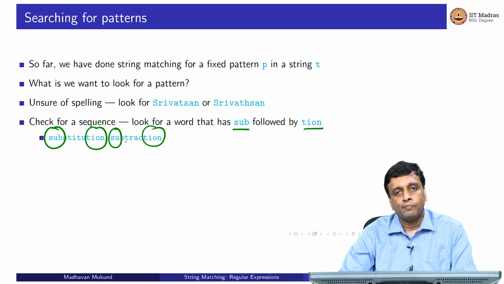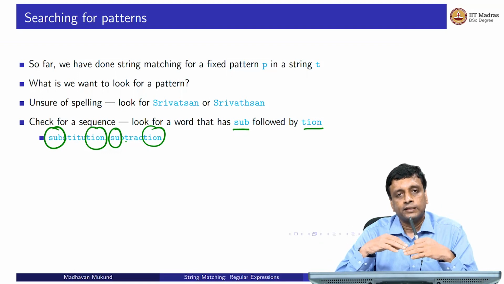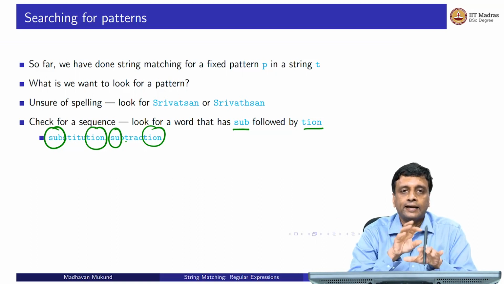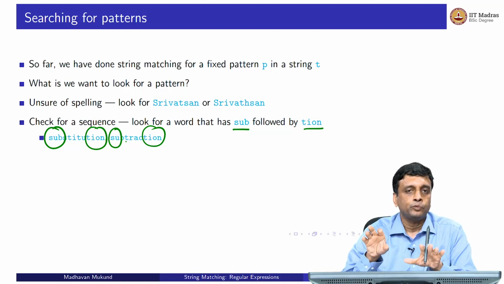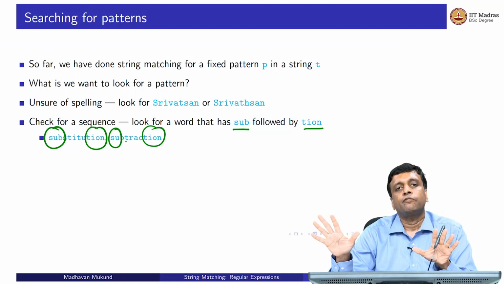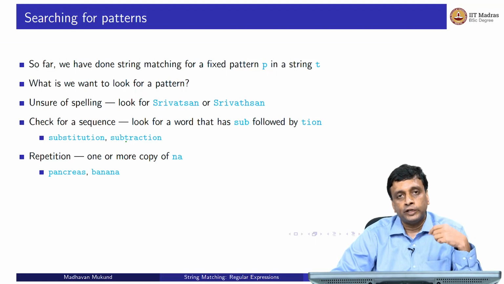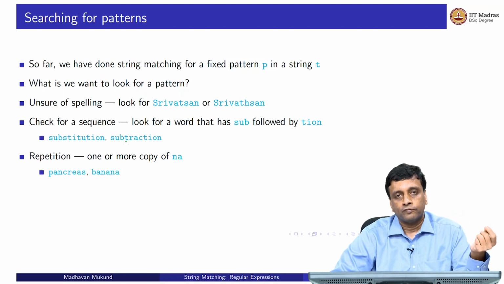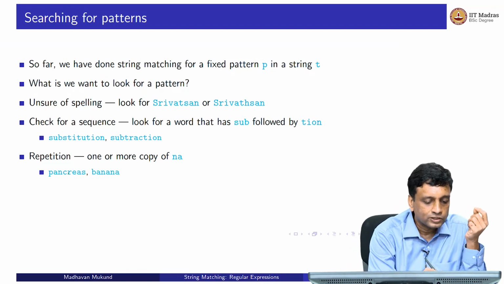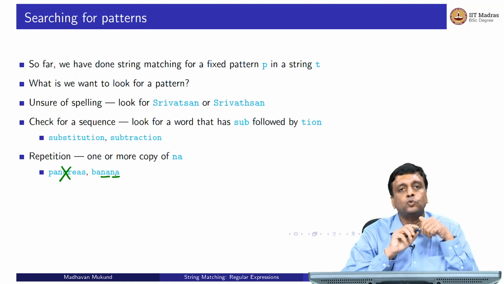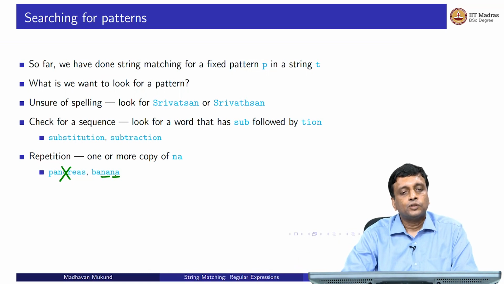So this is a different type of pattern. So the first type of pattern we were looking for is this or that. Either we want Srivatsan with an H or without an H. Here we are saying we know something happens in the beginning and later something happens, and I don't want to describe what happens in between. So what happens in between is kind of left flexible. And finally, you might say that I am not very sure how many copies there are of this. There is one or more copy of it, right? So if I am looking for one or more copy of NA, it would match. It does not match pancreas because there is no NA, that's only an AN, but it does match banana because there are two copies, right? So this is repetition.